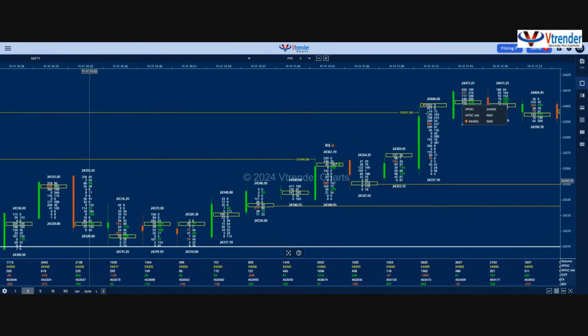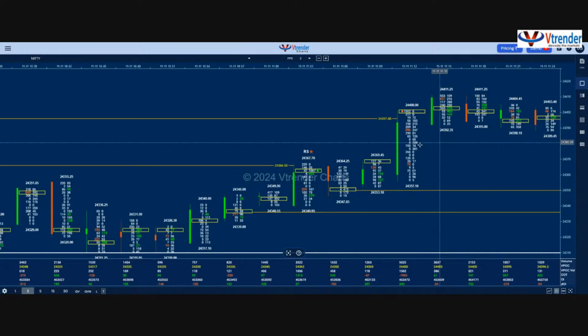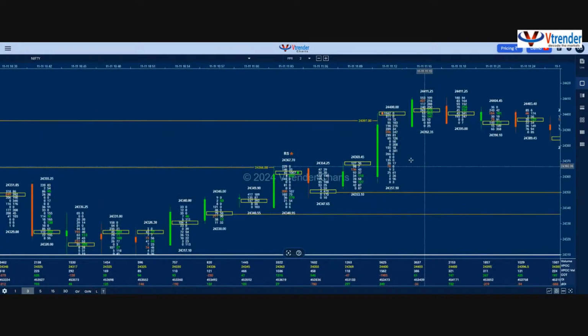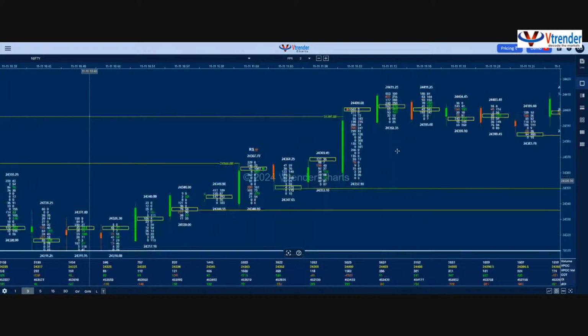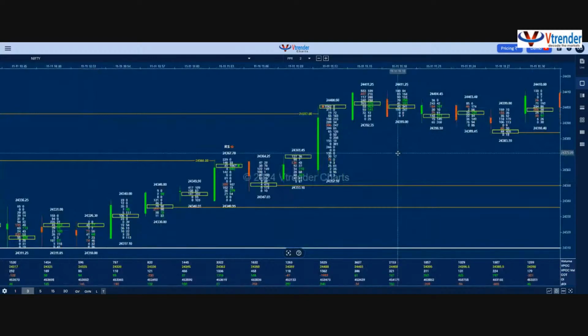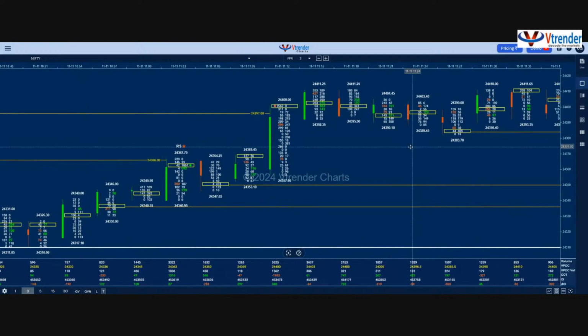This is where the profit booking was beginning to show, and we were also looking at some supply coming back. So this was a very important zone. It was definitely time to become very strict with your longs, book most of them, and trail, tighten up your stop loss to an even higher level.